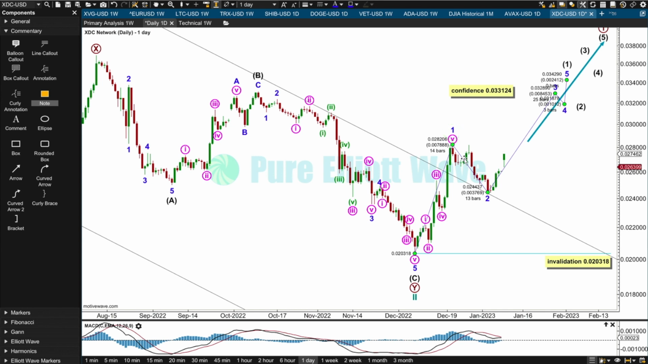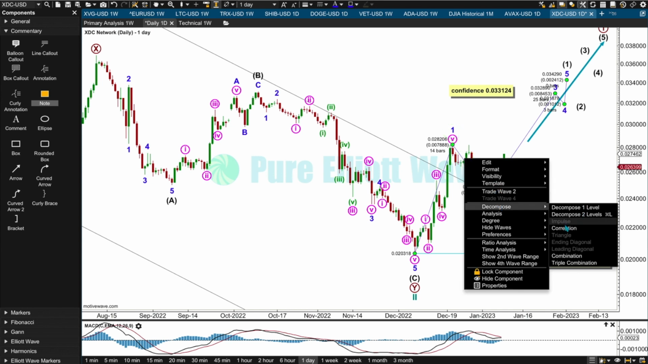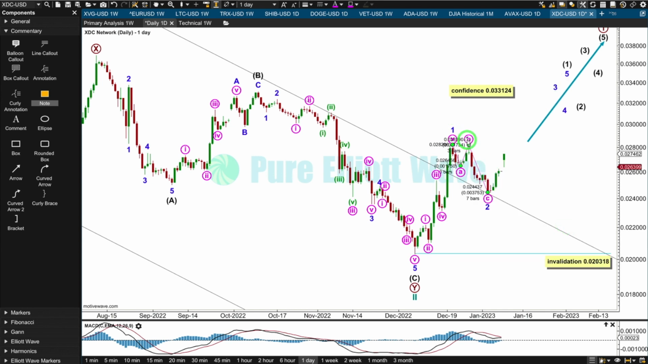I'm going to put some labels in for 2, and I just want to check, has B moved beyond the start of A? What's this high? 0.02819, and this high? 0.0282. So no, B did not move beyond the start of A. I'm just a little concerned that C actually looks like a 3-wave structure. I think this is more likely a double zigzag like that. Okay, I'm happy with that.